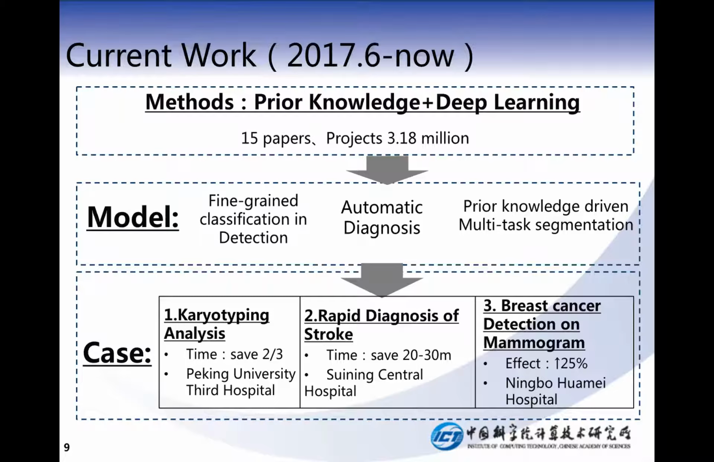Especially, we developed the karyotyping analysis system, which has been used in Peking University's Third Hospital and can save 2/3 of the time for doctors. And we developed the rapid diagnosis of stroke system, which has been deployed in the Suining Central Hospital and can save 20 to 15 minutes per patient. And we also developed the breast cancer detection on mammogram system.